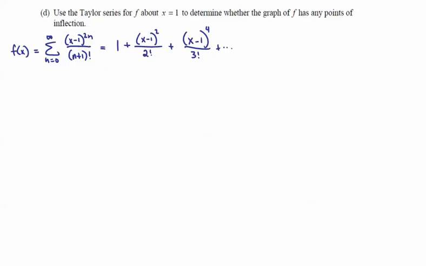Part D says to use the Taylor series for f about x equals 1 to determine whether the graph of f has any points of inflection. And so I've shown the Taylor series for f of x there, and the first few terms of it. Well, for a function to have a point of inflection, there must be a change of sign in the second derivative.